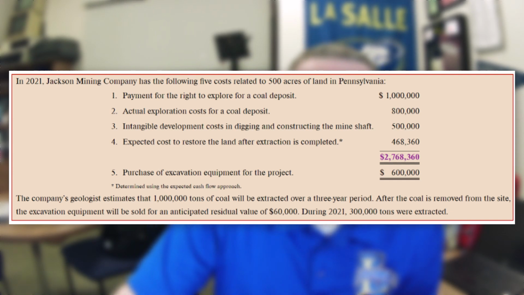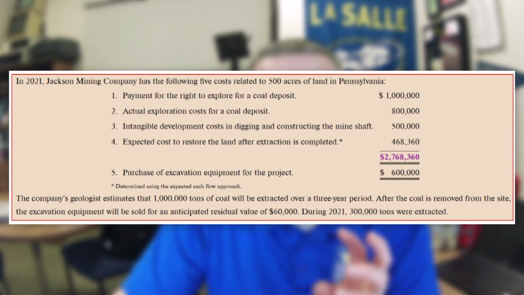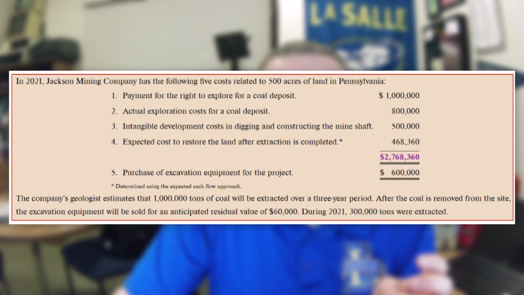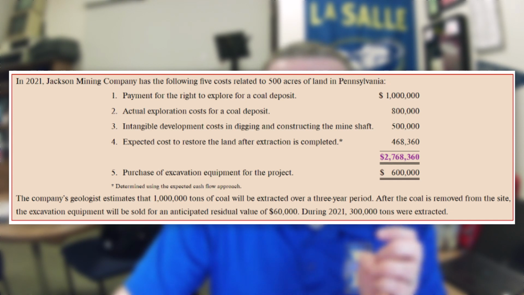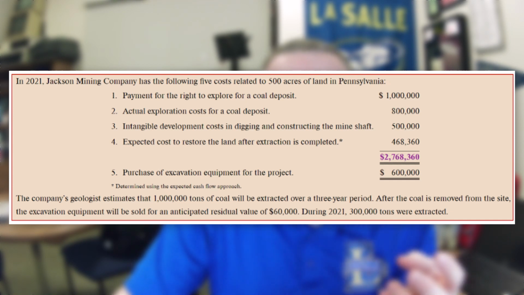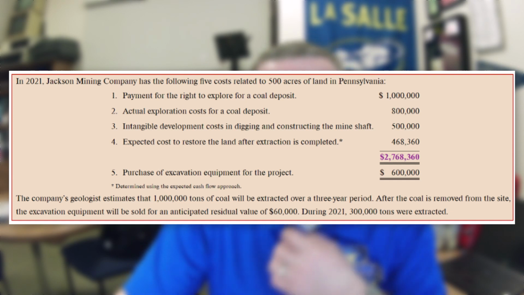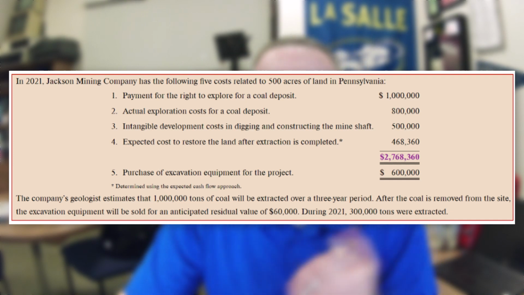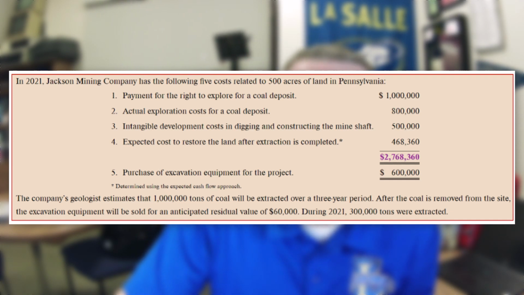The actual exploration cost for a coal deposit, right? So they also had to pay for actual exploration. There was also intangible development cost in digging and constructing the mine shaft. And then there was also expected cost to restore the land after extraction. And you should remember that as an asset retirement obligation, which we talked about in Intermediate 1. Okay? So all of that adds up to $2,768,360.